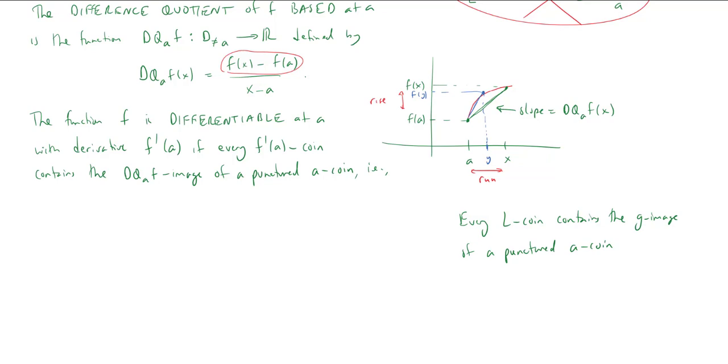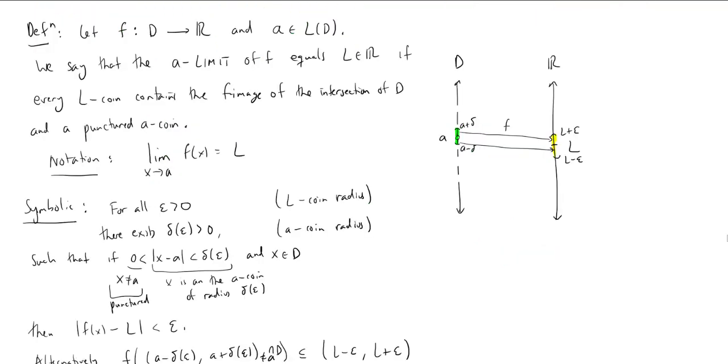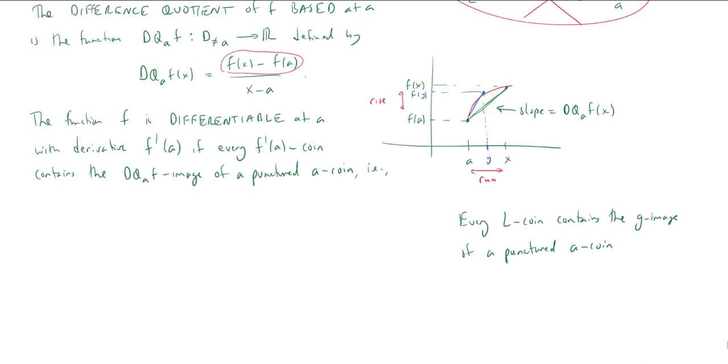So go back. What was this? Well, if we go back to our definition of functional limits, we said that the a limit of f equals L if every L coin contains the f image of the intersection of D and a punctured a coin. All right. Well, we don't have to worry about this intersection of D business here because we already assume that our D contains some a coin. So we can just simplify. Every L coin contains the f image of a punctured a coin. And that's precisely what we're getting here.